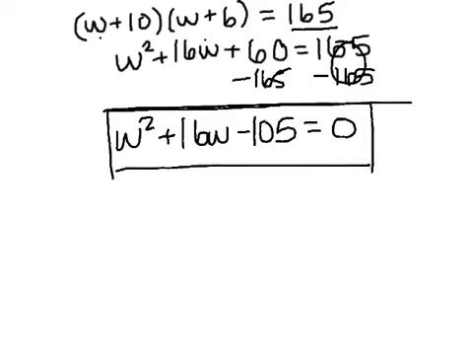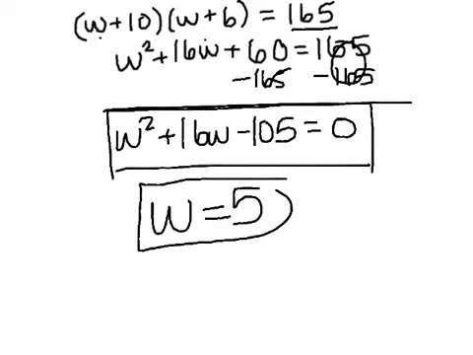The reason why I say real and positive is because you can't have a negative length. Remember that this is about a picture. And you can't have a picture frame that's negative 3 inches long or something. So we get that W must equal 5. It's the only reasonable answer for W.